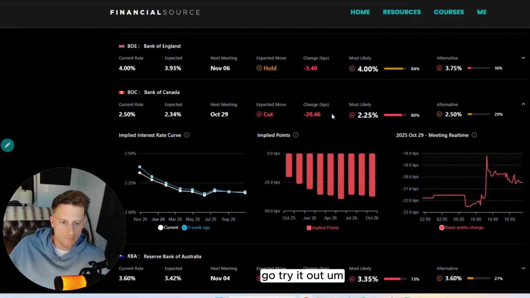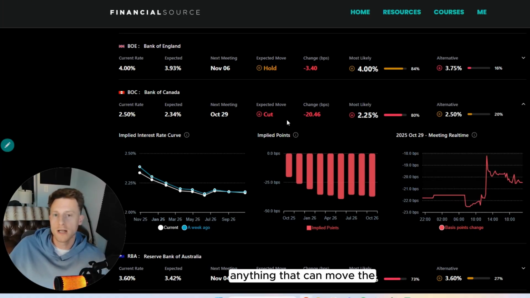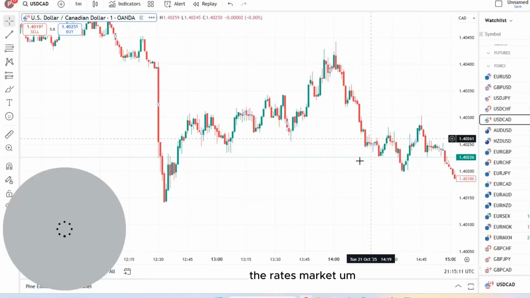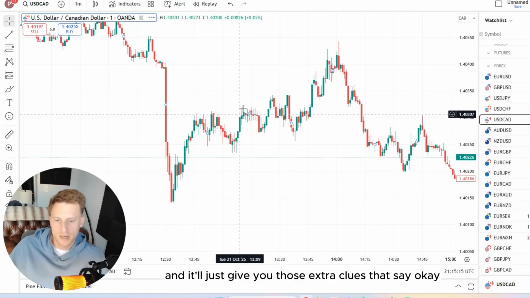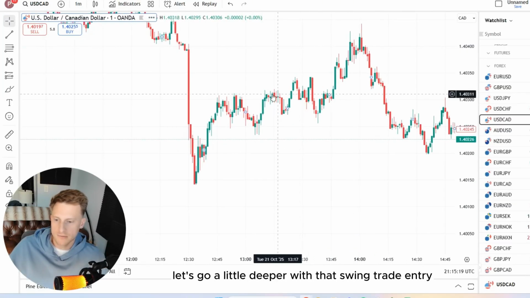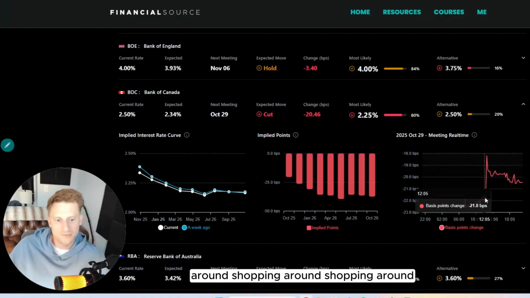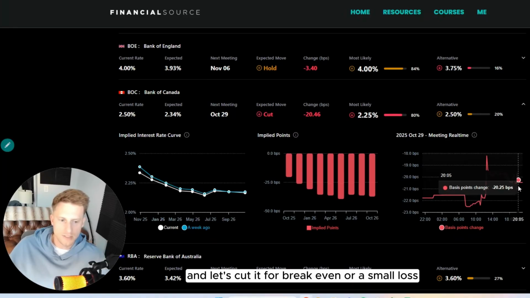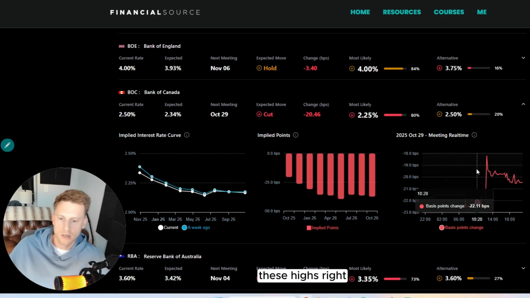It's really helpful, and it'll just give you those extra clues that say, okay, let's go a little deeper with that swing trade entry, right? Let's, if price is hanging out here and shopping around, cut it for break even or a small loss, because it may just go and pop these highs, right? Because the interest rate market is saying to you loud and clear, hey, this isn't really a big deal. We're only pricing out maybe a basis point or two of cuts.